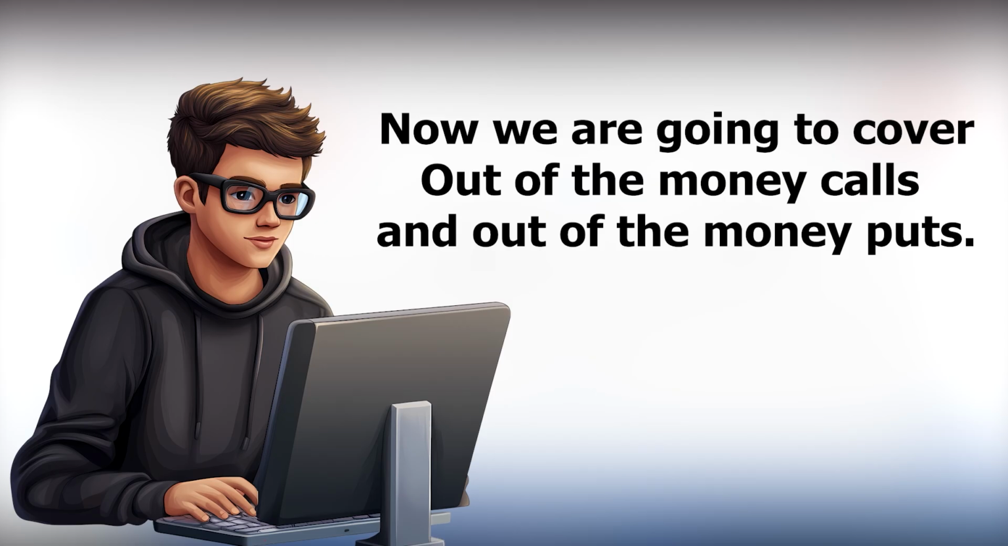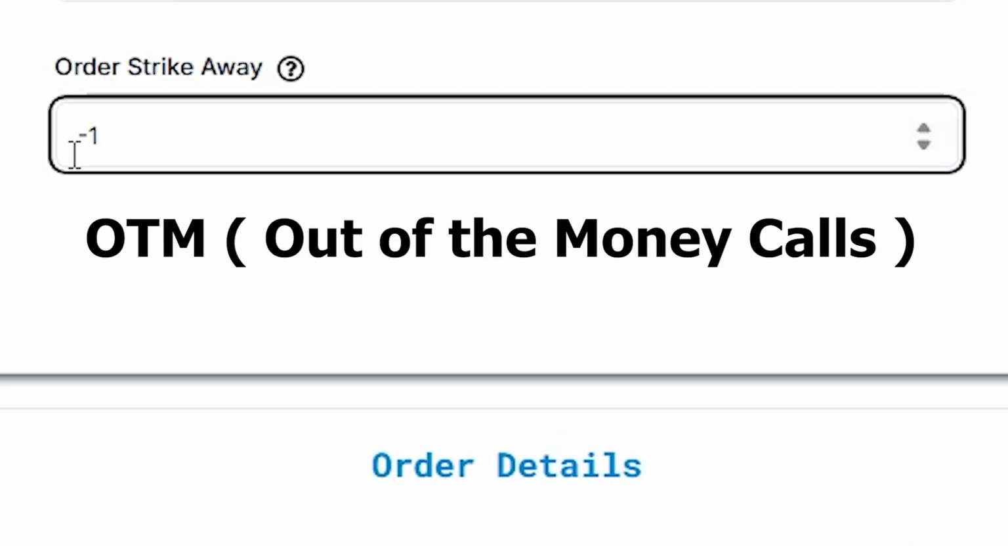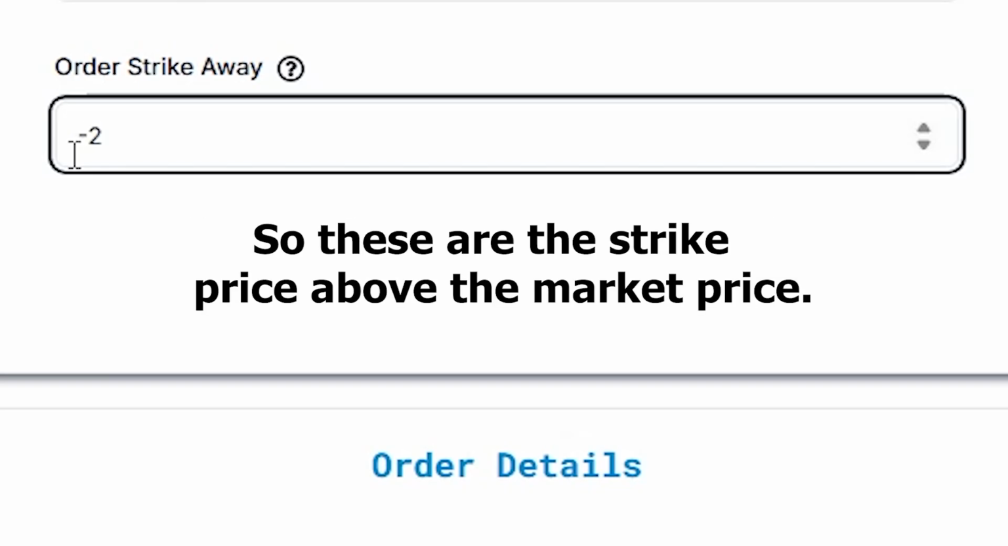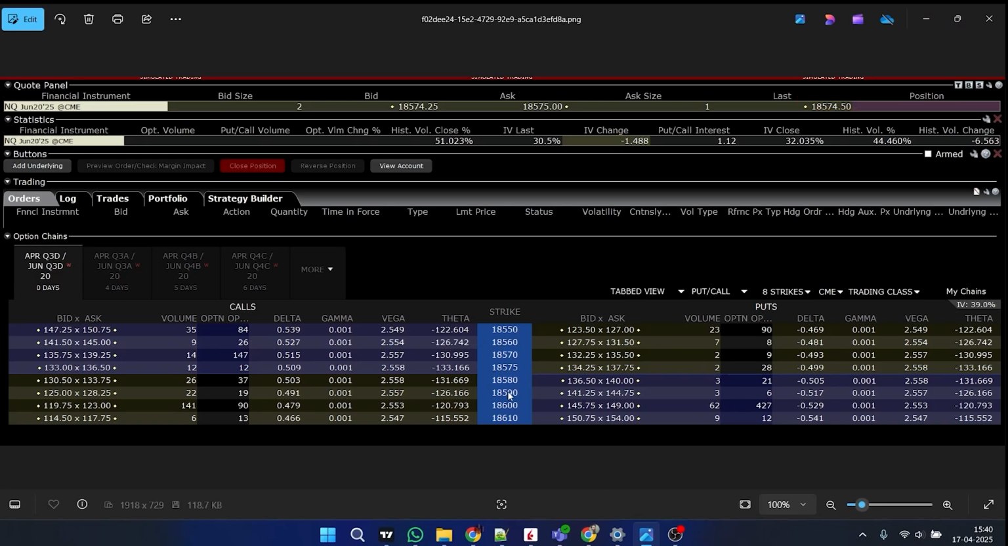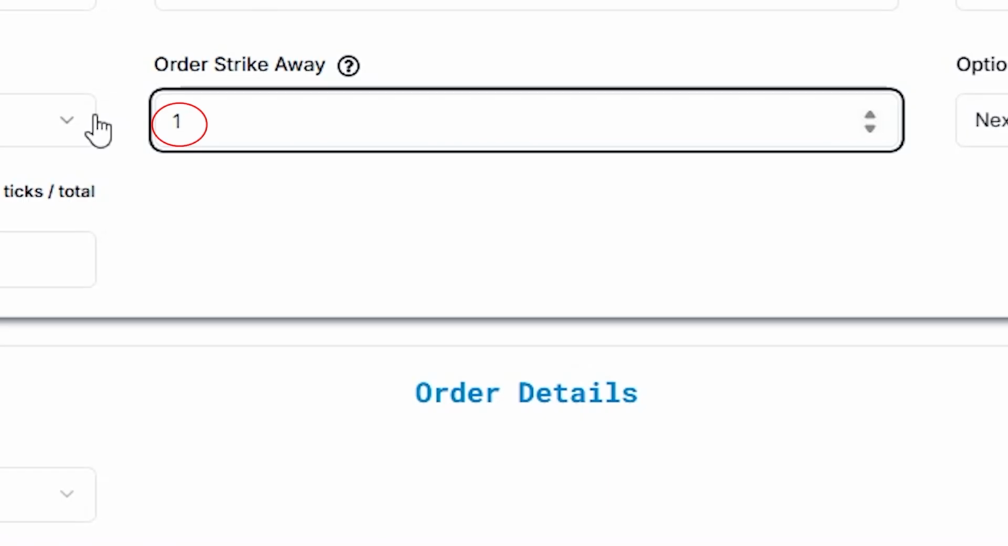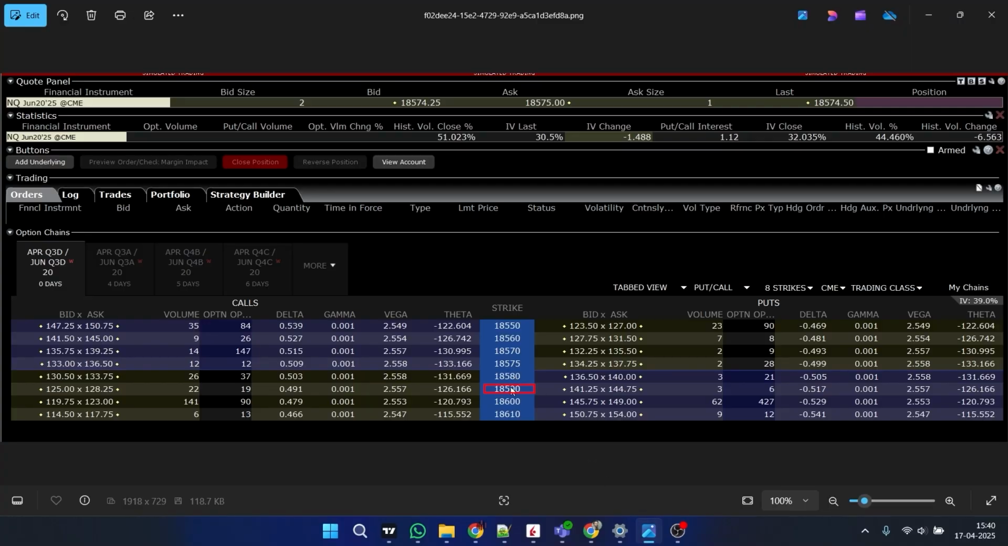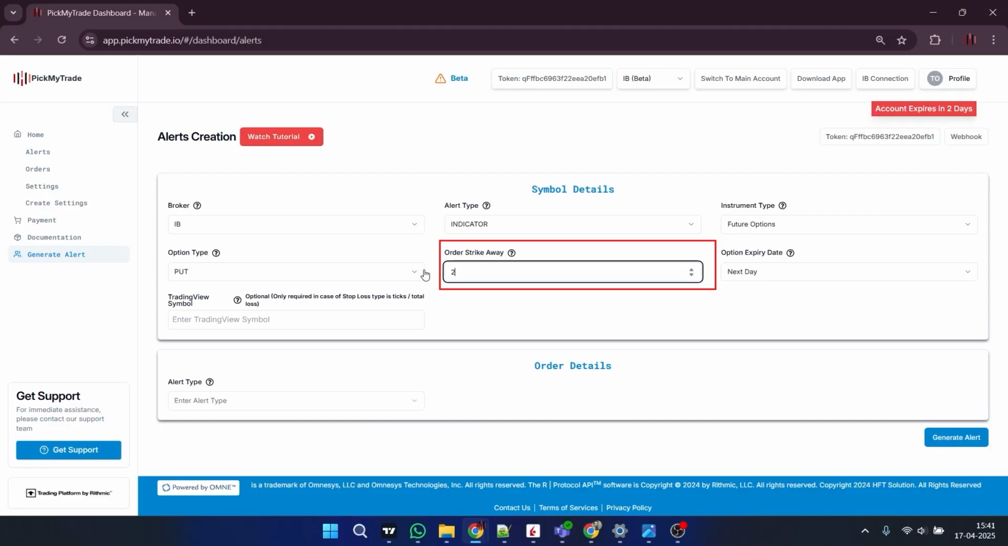Now we are going to cover out of the money calls and out of the money puts. Let's understand the OTM calls or out of the money calls. So these are the strike price above the market price. So if my current market price is this, then the OTM call strike price will be at 18,580. So if I want to get this price, then in PickMyTrade, I have to enter 1. Here if I want the strike price to be 18,590, then I will put here 2.